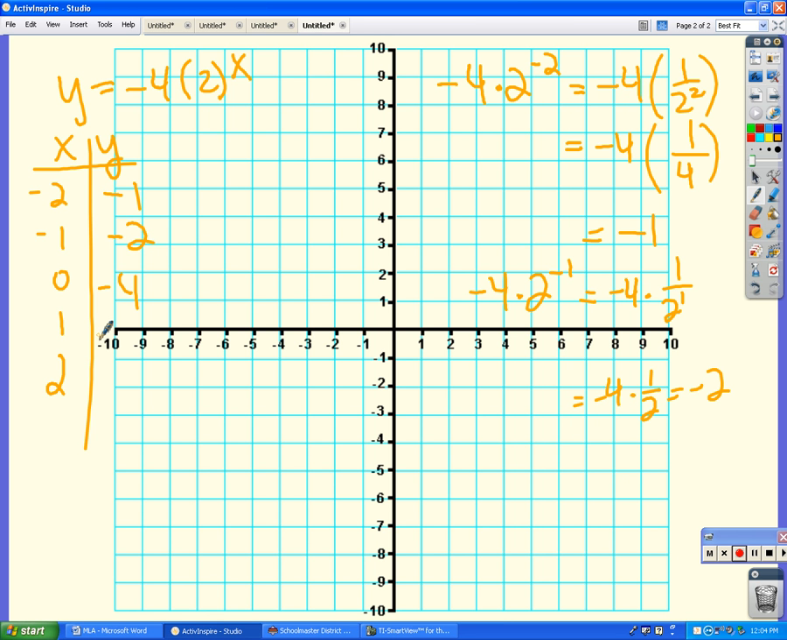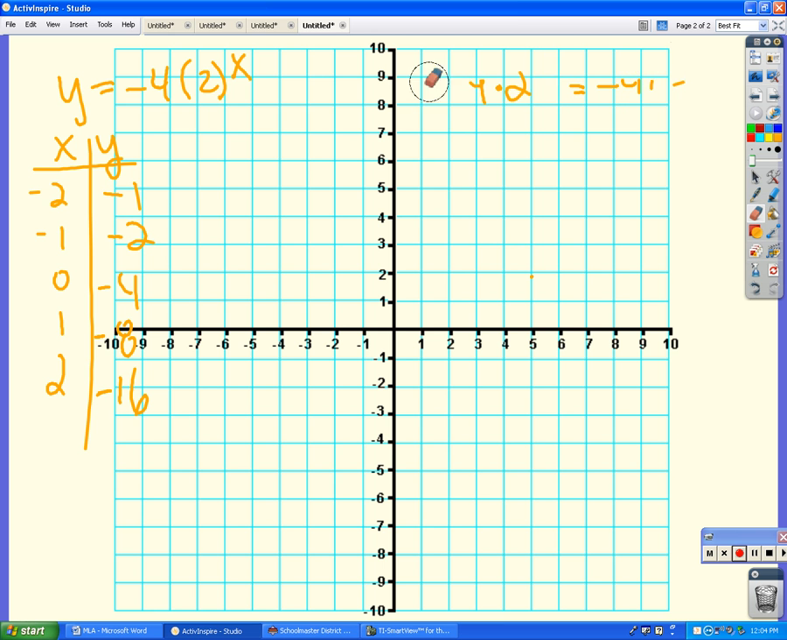So what's this next one going to be? -8. And what's the next one going to be? -16. Okay, so now we can graph those. So if I go -2, -1, that's right here. -1, -2 is right there. 0, -4 is there. 1, -8 is way down there. So the graph looks something like that. So which one is that? B. That's B. Yeah.